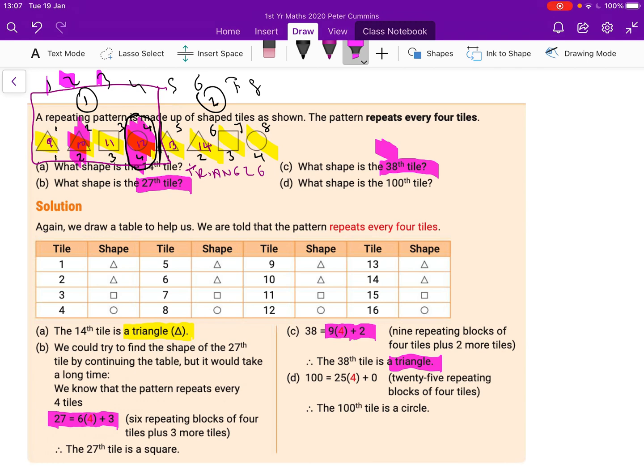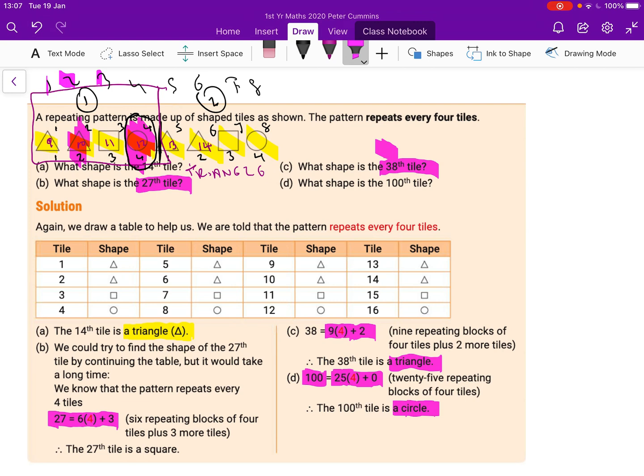For part D, what shape is the 100th tile? You say, okay, well, they repeat every 4 times. So 4 shapes gives you 1 pattern. You say, well, how far do we get to 100? Well, how many 4s are in 100? There's 25 4s in 100, and it's bang on at the end of a sequence. So we don't add anything to it. And that will tell us that the 100th tile is a circle.